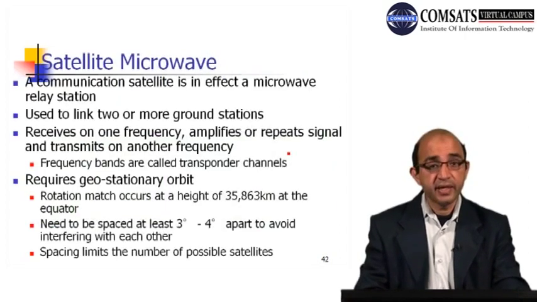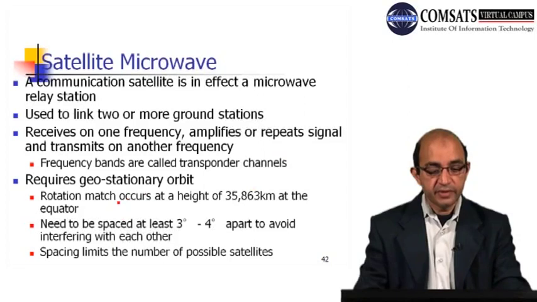Then we have satellite microwave. A communication satellite is in effect a microwave relay station. It is used to link two or more ground stations. So we have a satellite in space, and we can use microwave communication via this satellite in order to connect two or more ground stations that are right on the ground. So effectively we can have a greater vision or greater coverage area when we are in space.